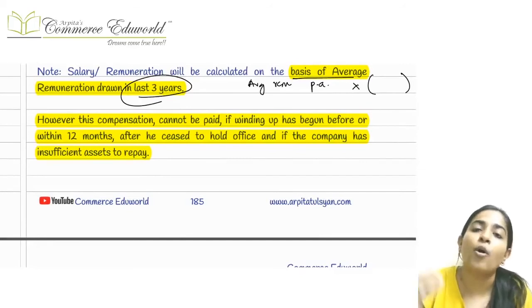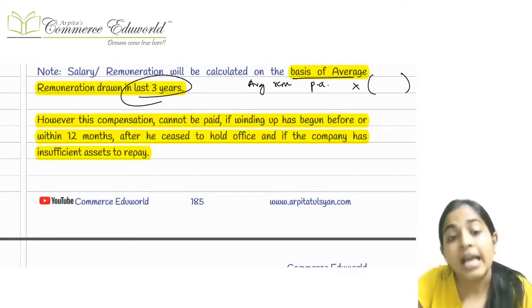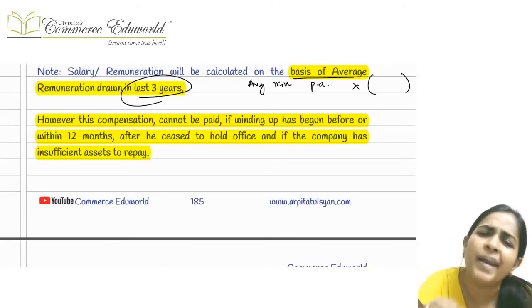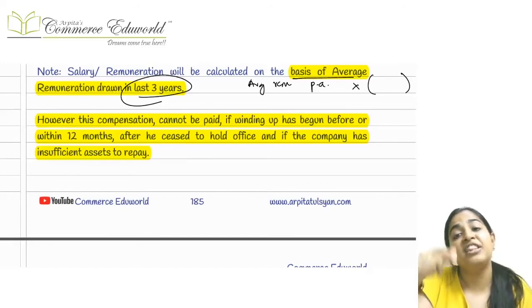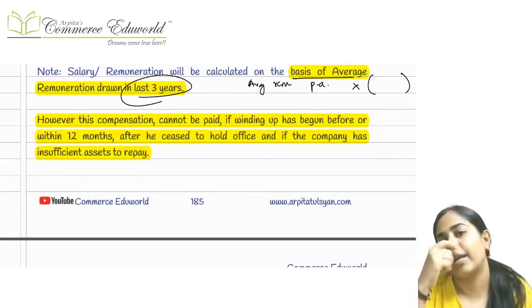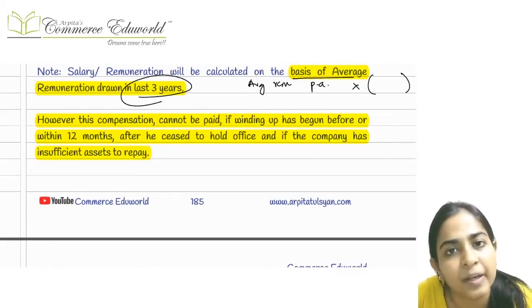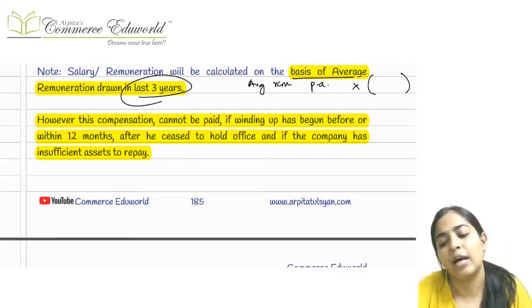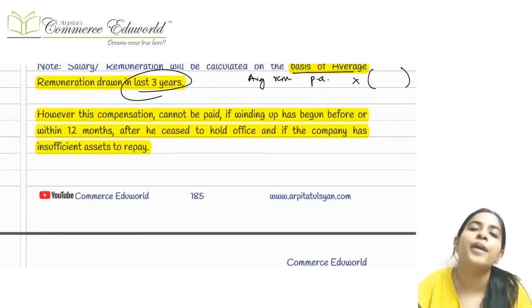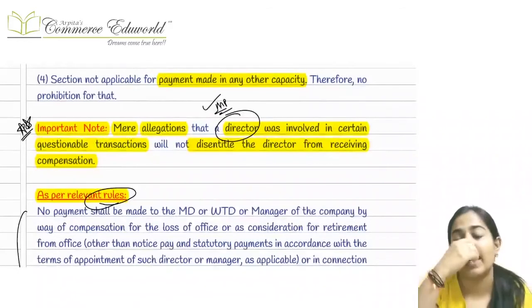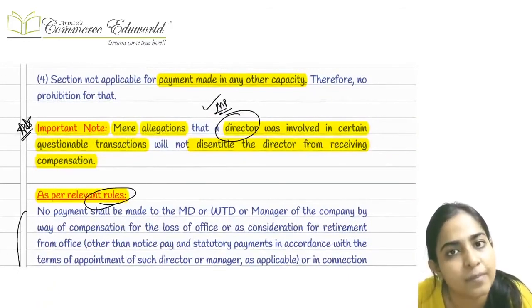Okay, now listen, this compensation has to be paid, no doubt in that. Now suppose this compensation is payable, and the company says, okay, I will pay you in some time. But within a period of 12 months from the day when he left his office, if winding up happened in the company, and if the company is not having sufficient amount, then in that case, the company can say, Tata bye-bye, I am not going to pay you the compensation. But provided winding up happens within a period of 12 months from the date when he left his office.